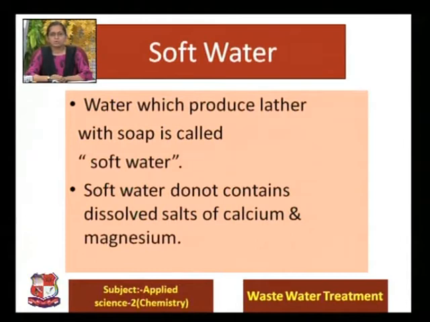Now what is soft water? Water which produces lather with soap is called soft water. Soft water does not contain calcium and magnesium salts, so we can use it for domestic purposes. Hard water and soft water are classified on the basis of the presence of calcium and magnesium salts.